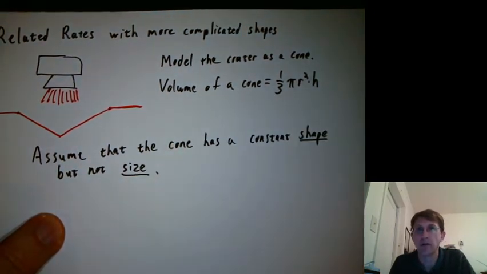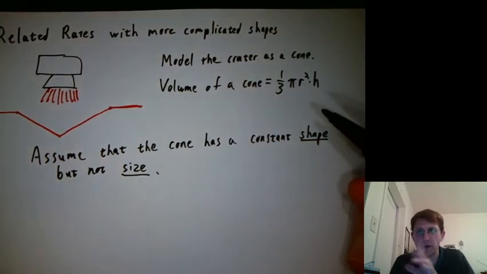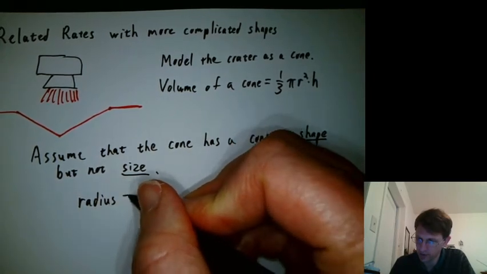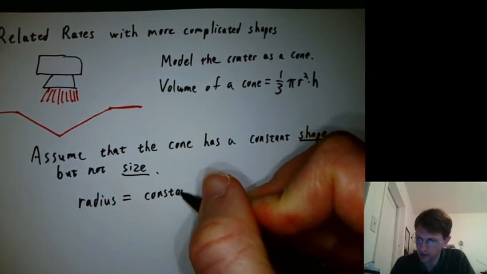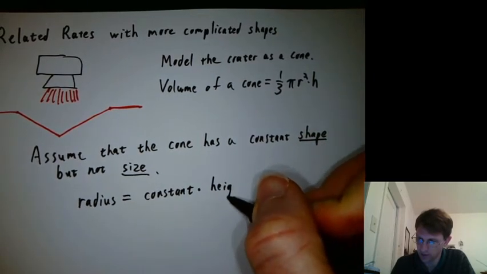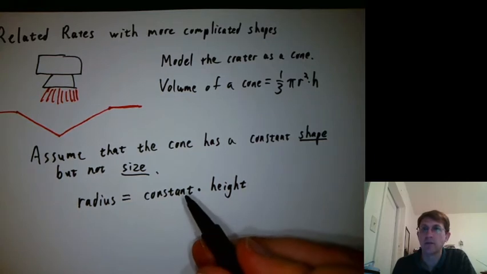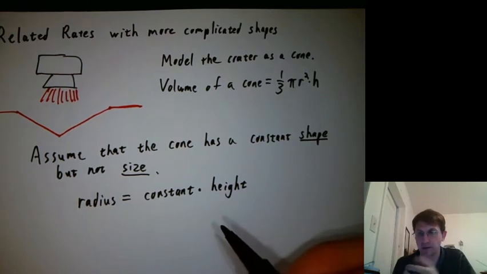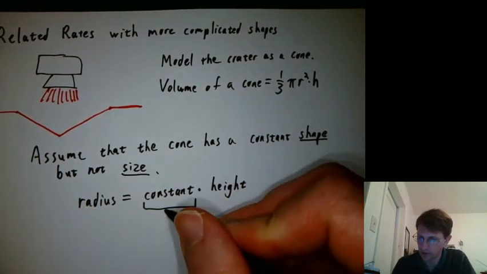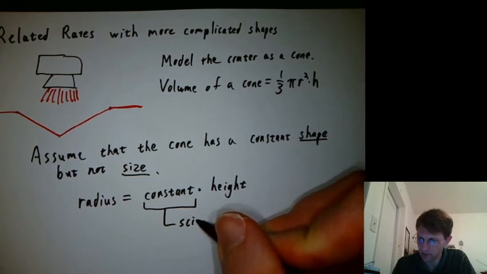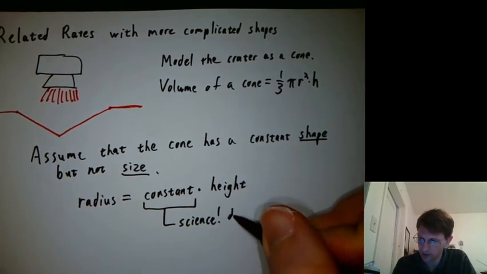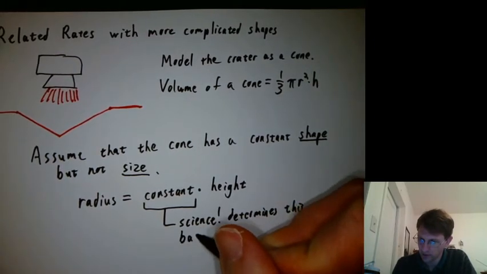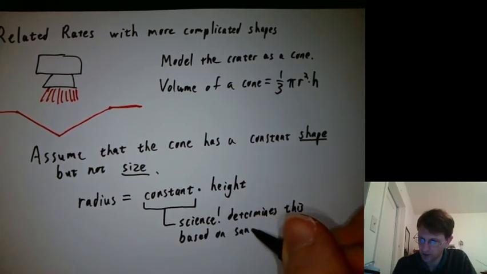You could say, suppose that the cone has the same angle at the center all the time, but we don't want to get into the trig of angles there. So let's say that the radius is some constant times the height. And this constant would depend on the properties of the soil and maybe the rocket exhaust and the shape of the rocket exhaust and stuff. So that's where a bunch of science comes in. So we'll say science determines this, based on the sand characteristics.